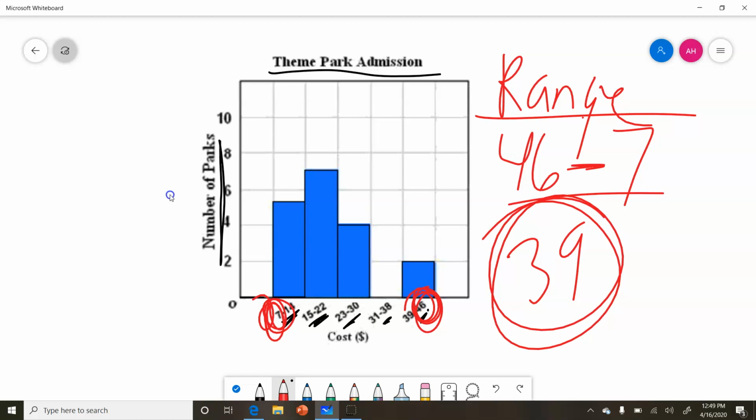So then what I would want to do here, if I have anything other than that, I just count. So I just go across here and say, at 7 to 14, it is at 5. At 15 to 22, it's at 7. It's the same thing as the other graph. Cool. All right, moving on.